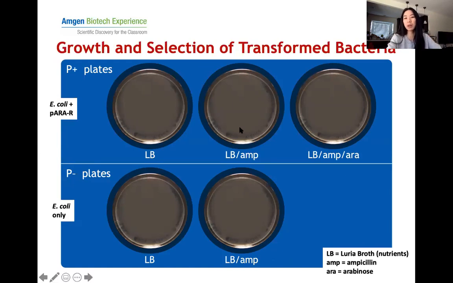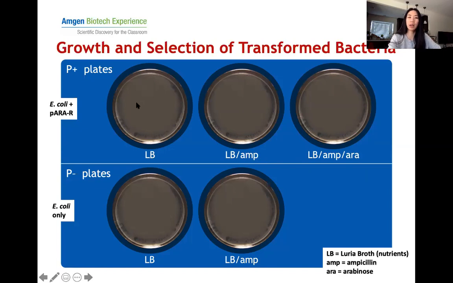The second type of plate that we have is LB/AMP. And AMP stands for ampicillin, which is the antibiotic. So these plates, in theory, if I opened up this plate and just had it open in the environment, not as much stuff would grow on it because it contains ampicillin, which is an antibiotic. And then lastly, the third plate is LB/AMP/ARA, and the ARA stands for arabinose, which is the sugar. So if you recall, the sugar is needed to turn on the transcription for RFP.